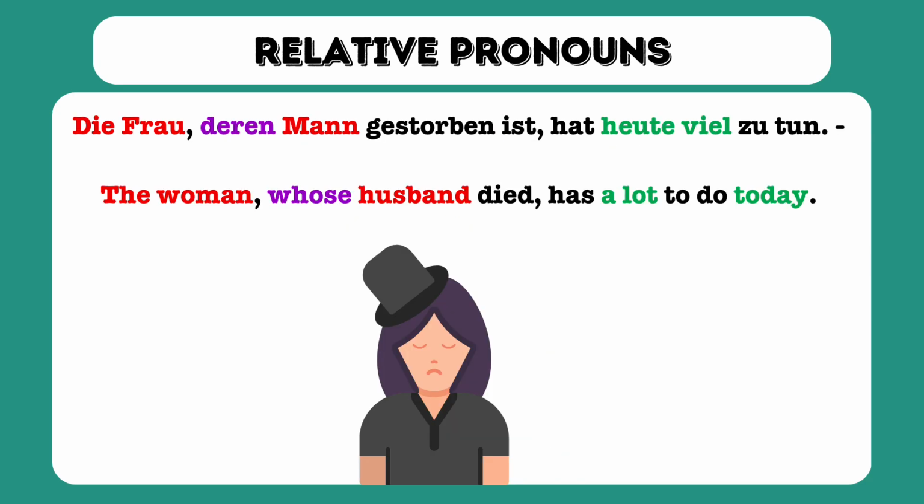We do the same thing in the next example, but with a feminine noun. Die Frau, deren Mann gestorben ist, hat heute viel zu tun. The woman whose husband died has a lot to do today. Deren indicates to whom this man belonged, die Frau. Since it's a feminine person, die Frau, we have to use the feminine pronoun deren to say whose. Die Frau, deren Mann gestorben ist, hat heute viel zu tun.